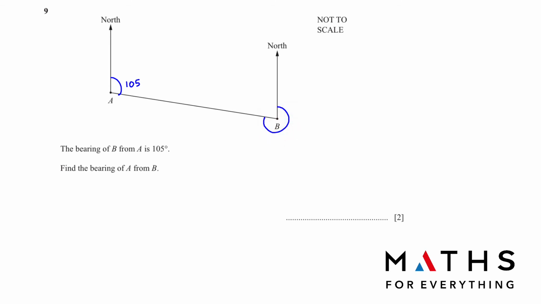If you want to find the outside part, this angle, we just add to 180 the bearing which was inside, the bearing of B from A, which was 105. This will give us 285. So that is the answer. Remember, if the outside bearing is there, it will always be more than 180. The inside bearing will always be less than 180. And bearing always goes from north in a clockwise direction.